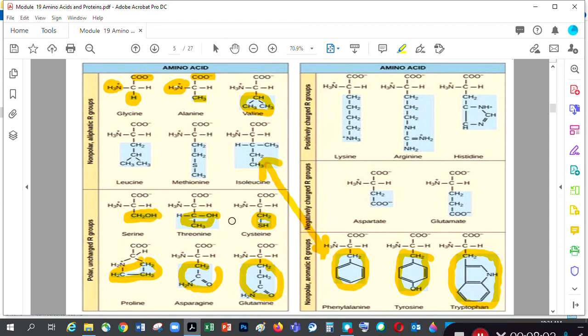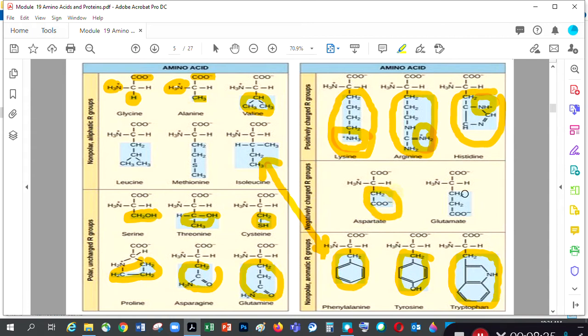There's no charge. Now we can have a polar charged group which is positively charged. Look at this. The R here is positively charged. All of this, the group R, is positively charged. Can we have negatively charged? Yes. This is the last type. So the last type of R can have a negative charge polar group. So let's summarize this. How many types?